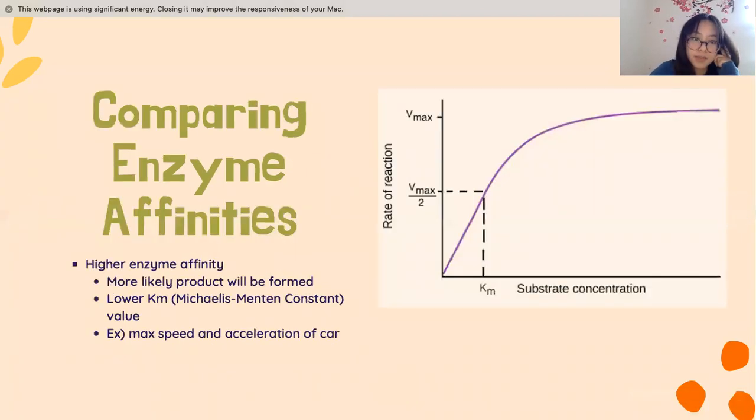So when comparing enzyme affinities, the higher the enzyme affinity, the more likely the product will be formed, as shown by a lower Km value, which you can see here. And then a nice comparison is the maximum speed and acceleration of a car.